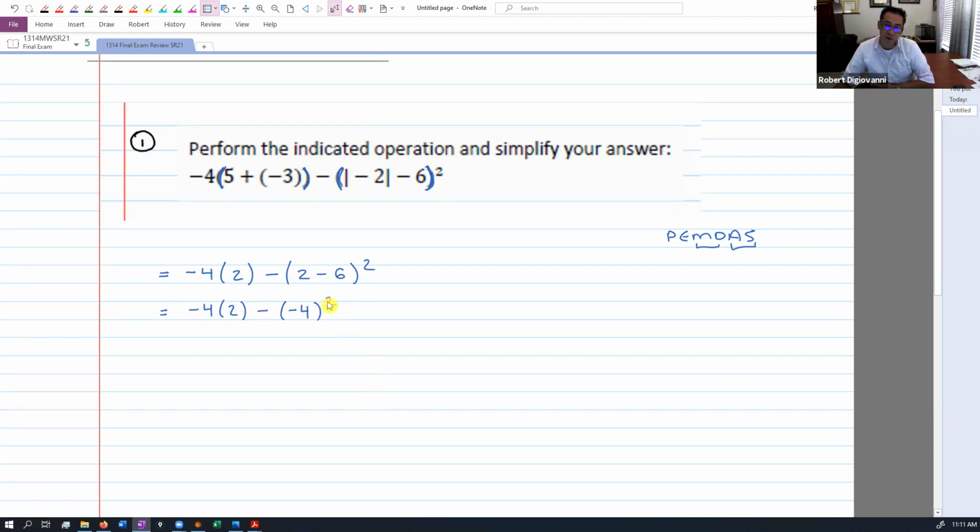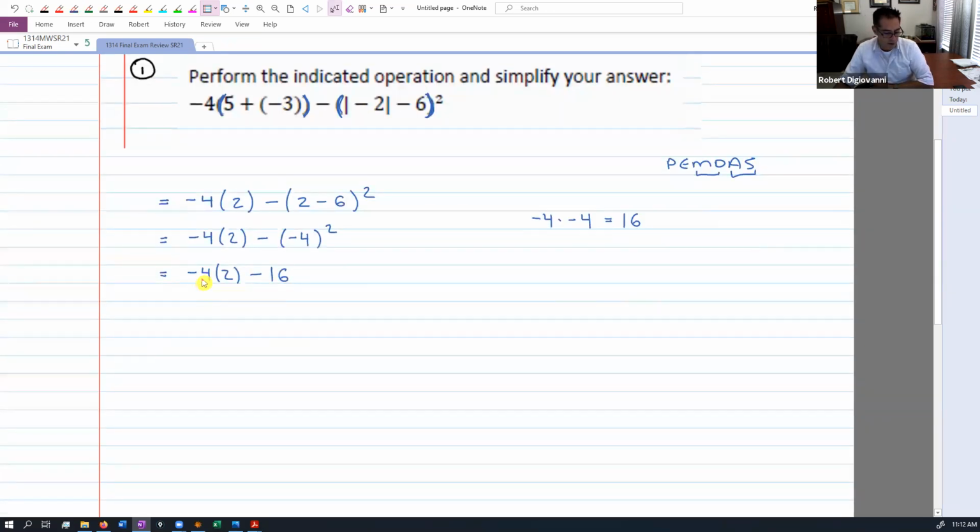And now I'm going to do the exponents here. That's the next thing on my list. So I'm going to do this squared. I have to square -4, and that means -4 times -4. Negatives, when they multiply, become positive. So this should become positive 16. And so now my next line looks like this: 4 times 2 minus, and then this became 16. Now I do -4 times 2, that's -8, and subtract 16. If you take -8 and subtract 16, you should get -24. Any questions there?